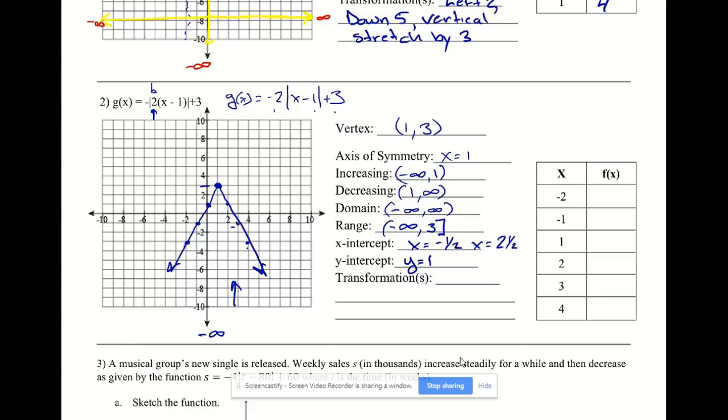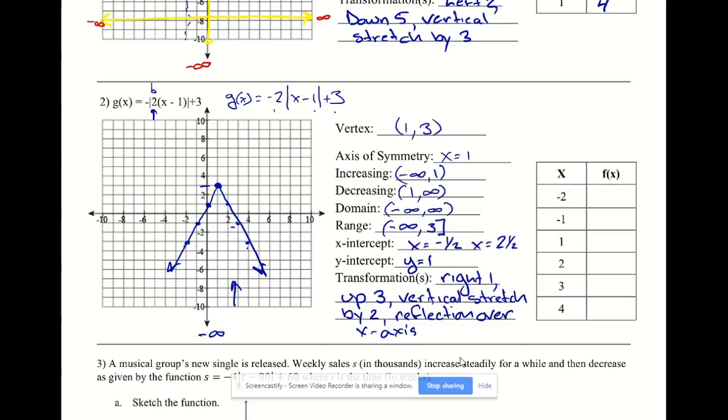Transformations, you can see from where the vertex is from the origin that we've gone right 1. We've gone up 3. We have a vertical stretch by 2. And since we're now facing down, we have a reflection over the x-axis.